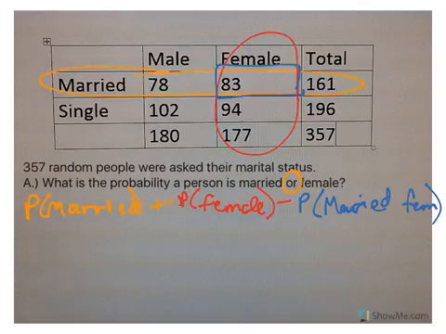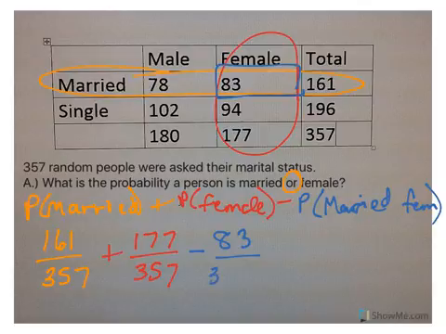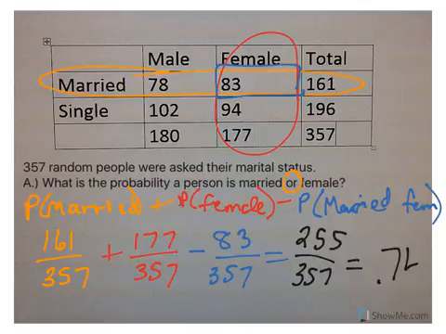So probability of somebody being married is 161 out of the total of 357. I'm going to add the probability of being female, which is 177 over the total of 357. And then I'm going to subtract the overlap, which is 83 out of 357, because 83 women who were married were counted twice. So my denominator stays 357, but my numerator becomes 255, and as a decimal to 3 places, 0.714 is my probability.